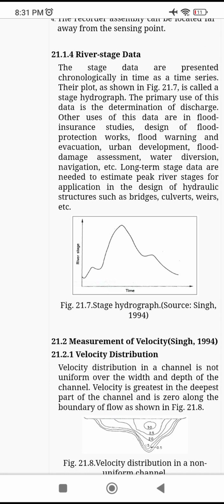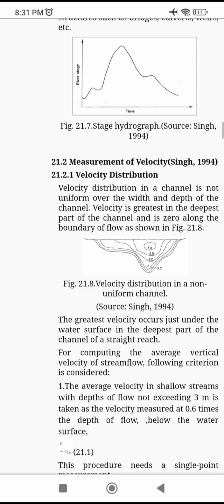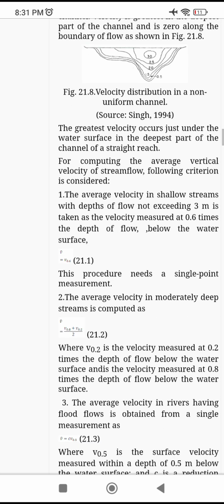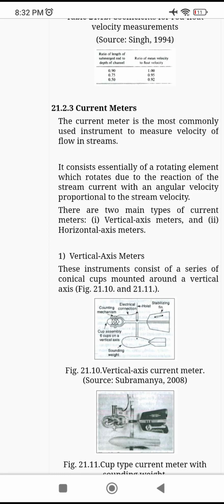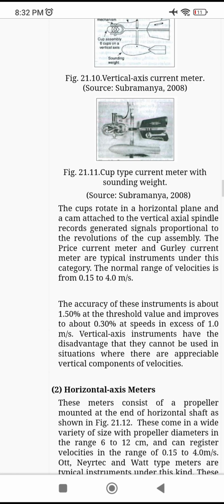Hydrograph. The stage data are presented chronologically in time as a time series. Their plot, means see river stage versus time, is called as hydrograph. Then velocity distribution of water. Then estimation of mean channel velocity of floats. Then current meter. So remember this one, current meters are used to measure the velocity of flow in stream.